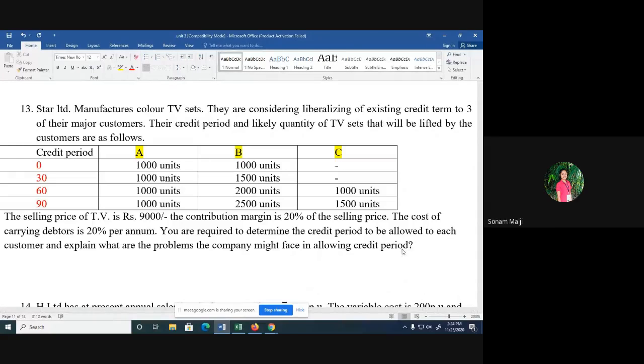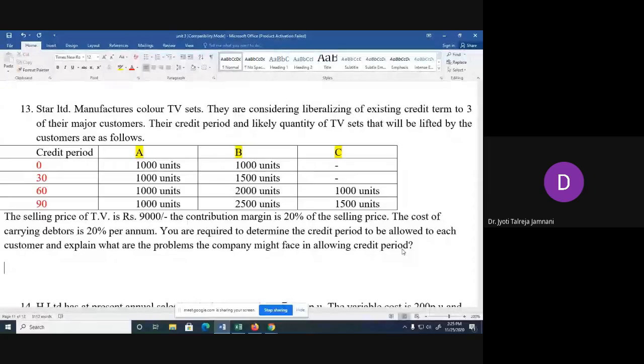Customer A comes to your shop and you tell him, sir, we don't give credit, you pay cash and buy. So he says, okay, 0 days credit, I want to buy 1000 units of TV. He will take 1000 sets of TV and he will pay you. Next time customer A again comes to your shop and you tell him, sir, we give 30 days credit. He will say, okay, I want 1000 units, you give me 1000 units and he will go. Next day again if he comes, you say we have increased the credit to 60 days. He still buys 1000 units and for 90 days also 1000 units.